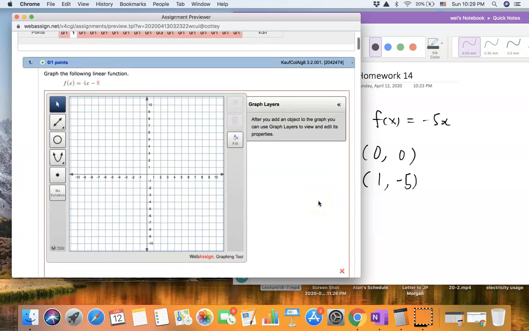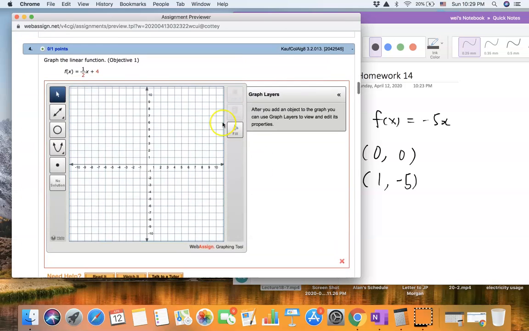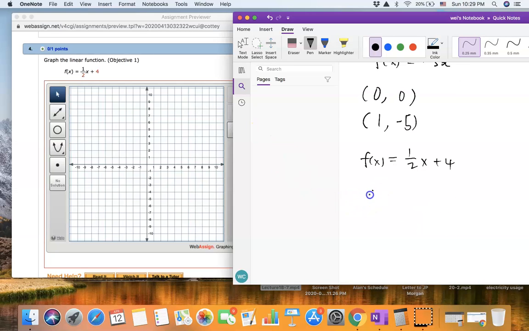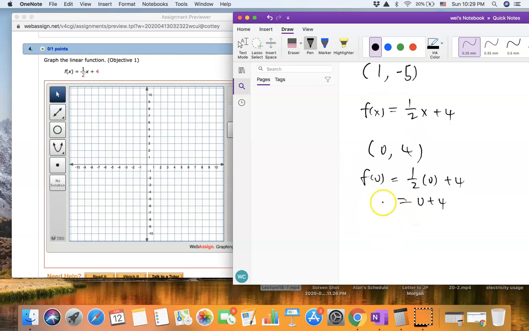Okay. Let me use this again. Here I want to graph this linear function, f(x) equals 1 over 2x plus 4. So if x equals 0, the y value is going to be 0 plus 4, which is 4. So I have found 1 point.